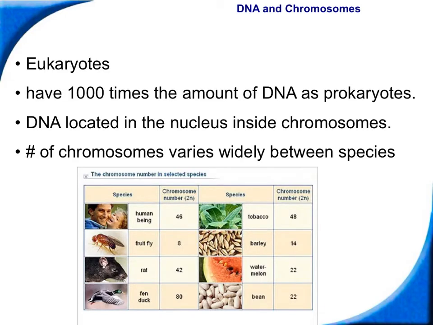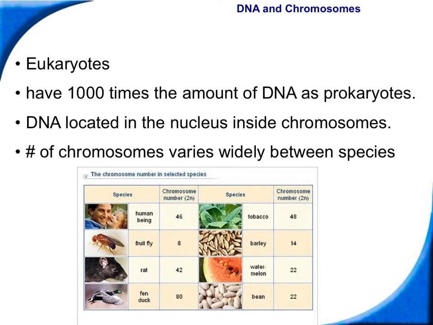Eukaryotes, it's a little bit of a different story. A eukaryotic cell is much more complex than a prokaryotic cell. It has a nucleus, it has many organelles that you're not going to find in those single-celled organisms, and we're looking at 1,000 times the amount of DNA. And that DNA is going to be housed in the nucleus.